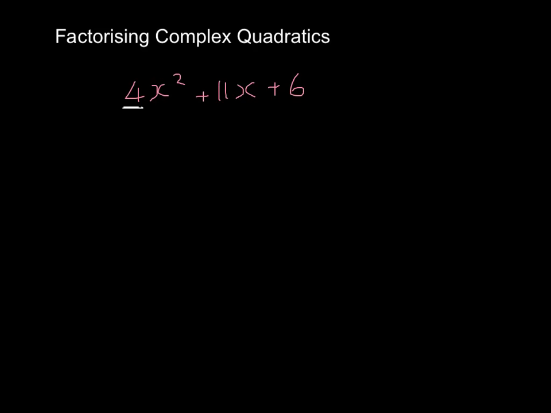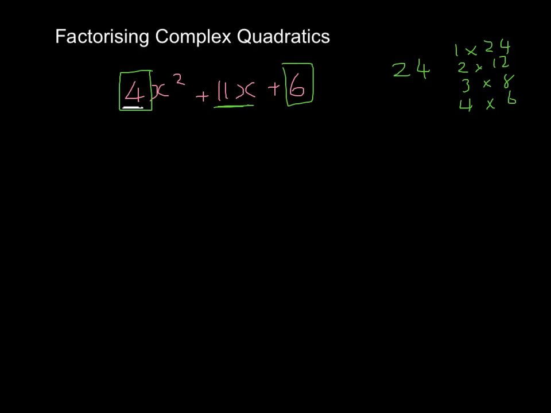We're going to first of all multiply the first number here by the last number. So 4 times 6 is 24, and we're going to think of all the factors of 24. So we have 1 times 24, 2 times 12, 3 times 8, 4 times 6. And we look at those factors and we see which two add up to 11 here in the middle. So we have 8 and 3, which is 11.